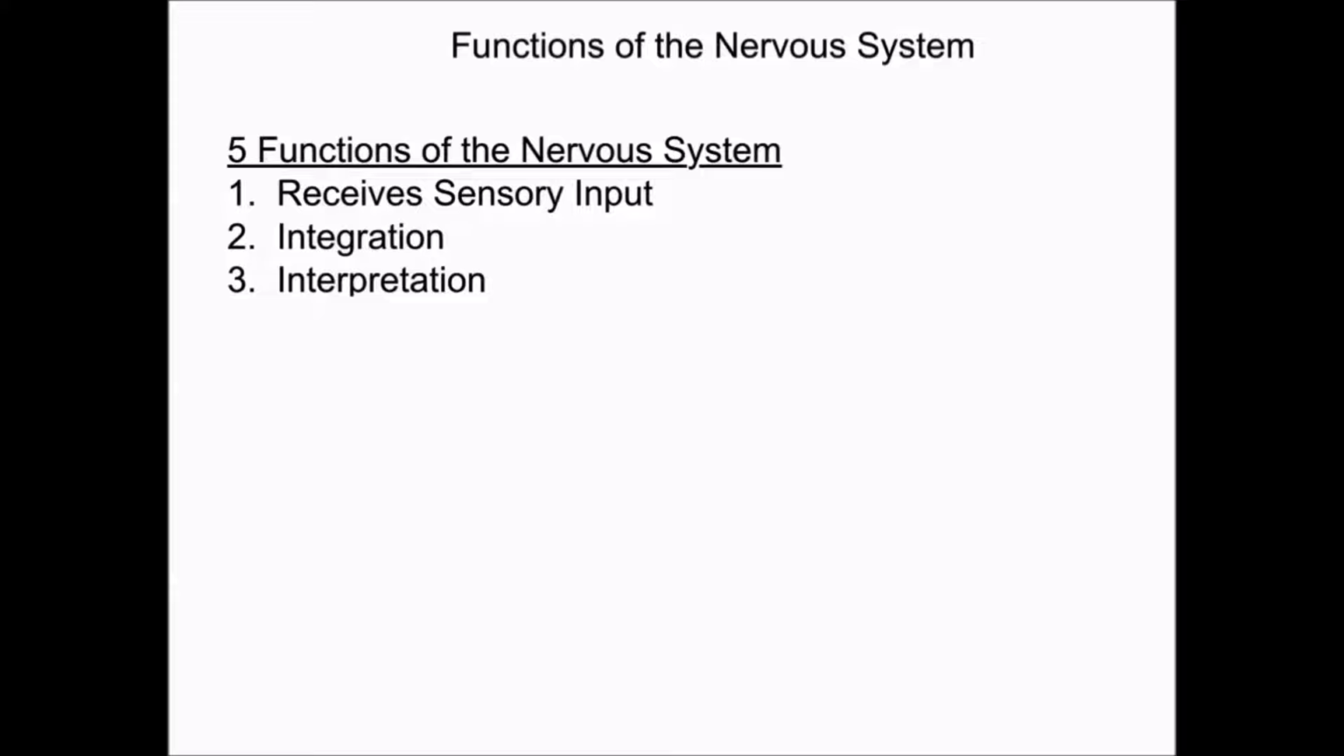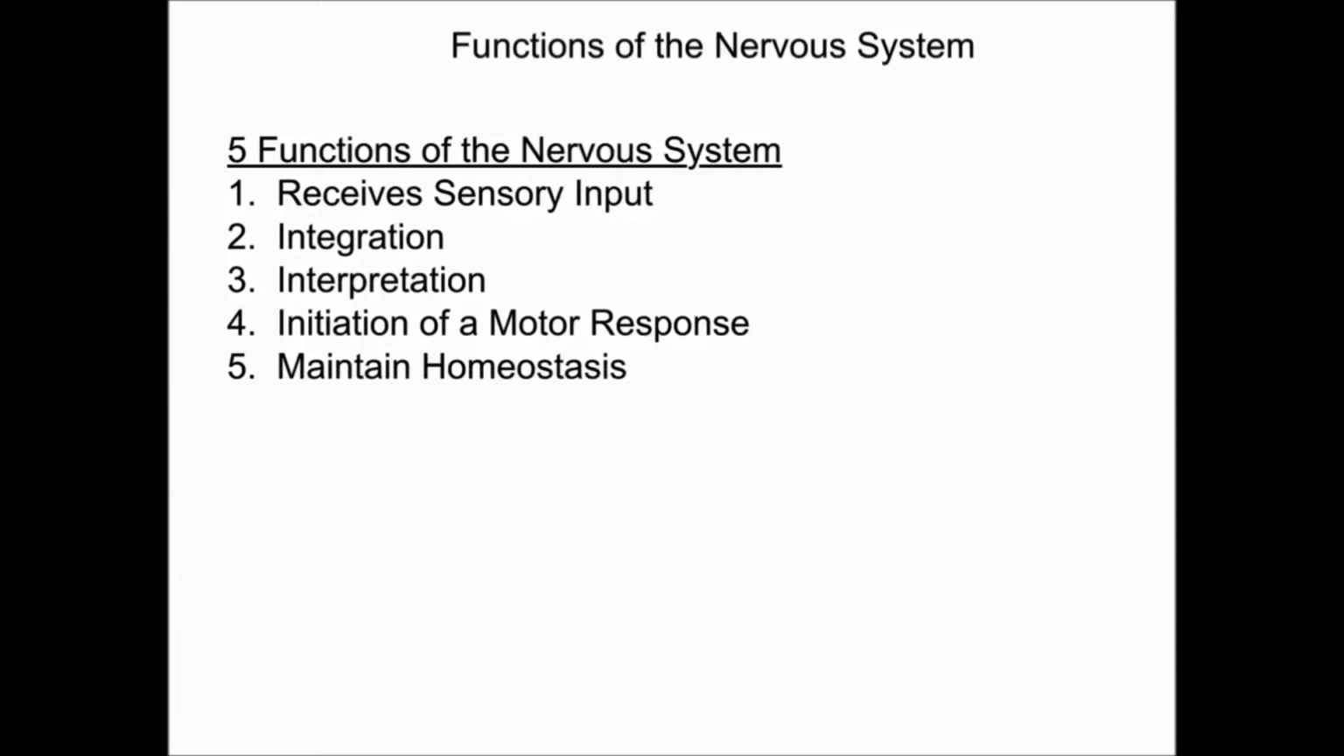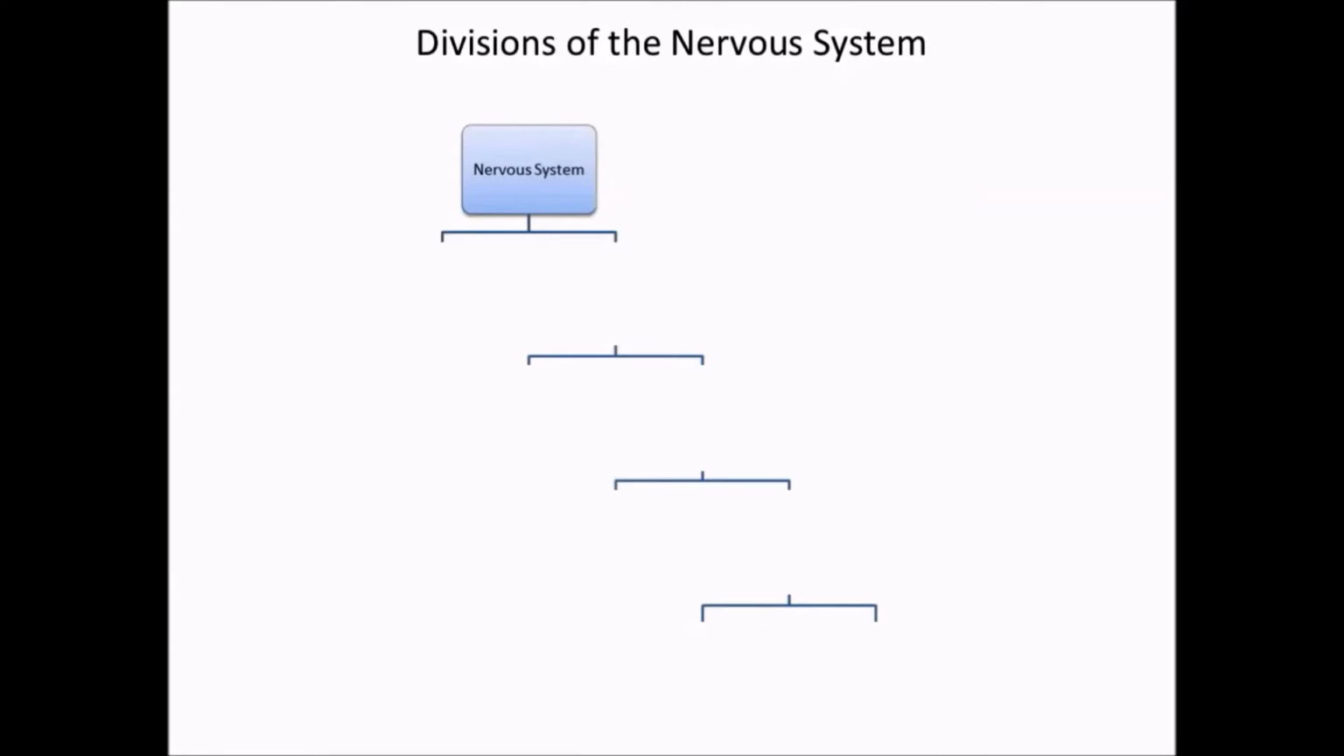When all of the sensory information is interpreted or understood, the nervous system can then initiate a motor response or action to that initial sensory input. These functions of the nervous system allow the nervous system to maintain a normal, stable, internal environment, or in other words, maintain homeostasis. The nervous system has 2 major divisions.